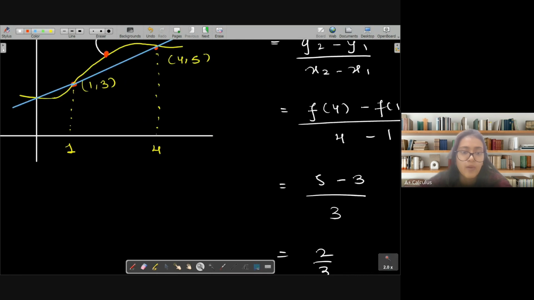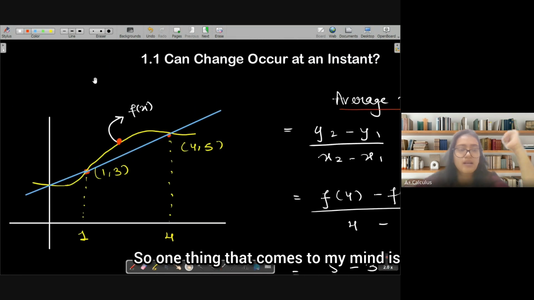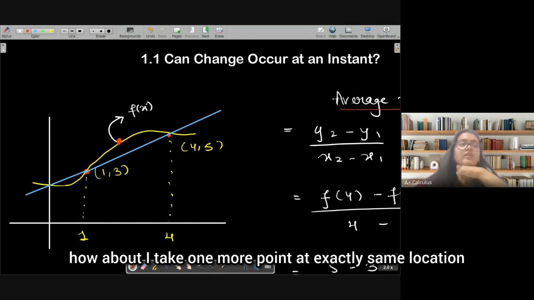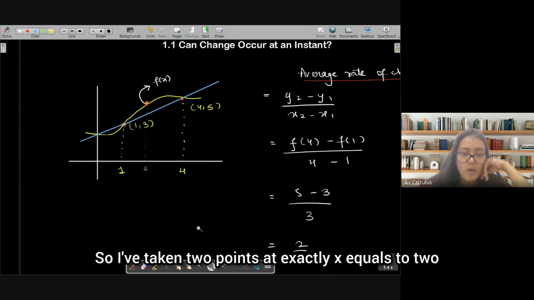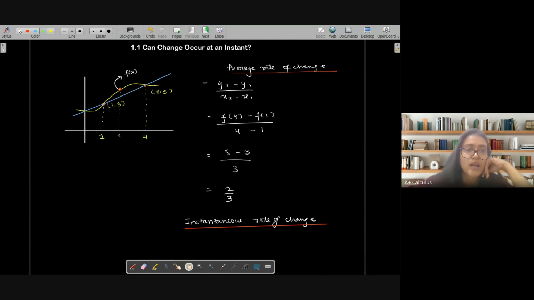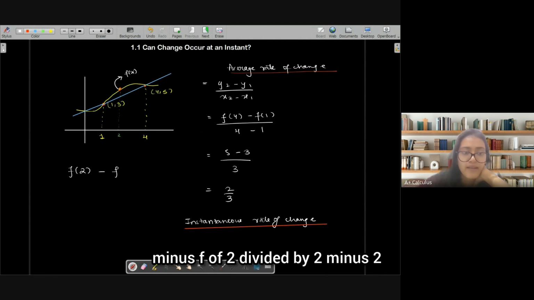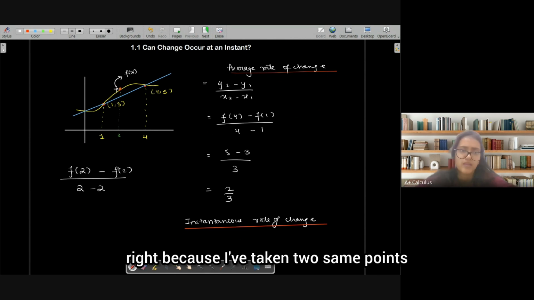Now, we are interested in finding out what is the change which is happening at this instant. One thing that comes to my mind is, how about I take one more point at exactly the same location. Let's say this is x equals 2. So I've taken 2 points at exactly x equals 2. If I try to find out the change, I'm going to get f of 2 minus f of 2 divided by 2 minus 2, right? Because I've taken 2 same points.